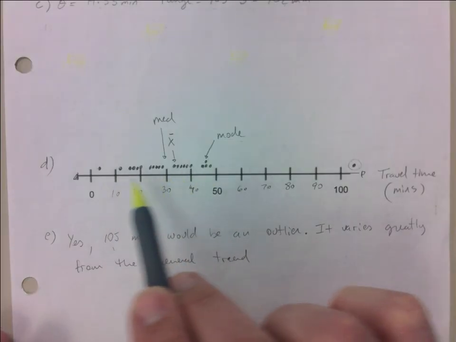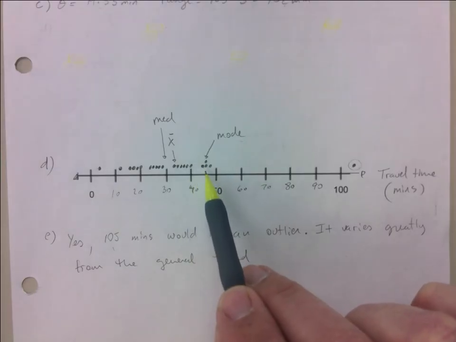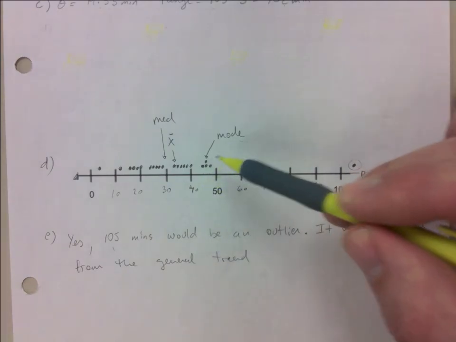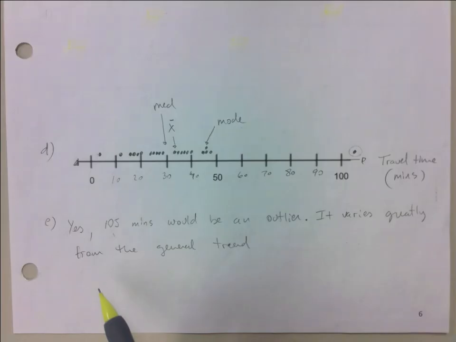To put your points down, make sure you stack if there's doubles or triples. You stack them. That's something that I will notice right away if you miss that. Label your mean, median, and mode. Have a label with units. And I do ask at the end, are there outliers? I would say yes, 105 minutes would be considered an outlier. It varies greatly from the general trend. So that would be page 6.